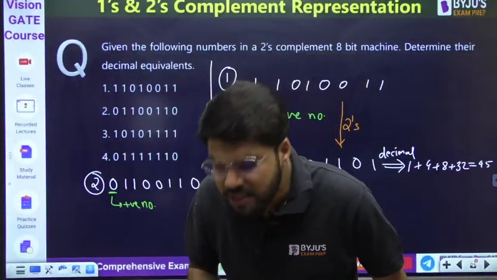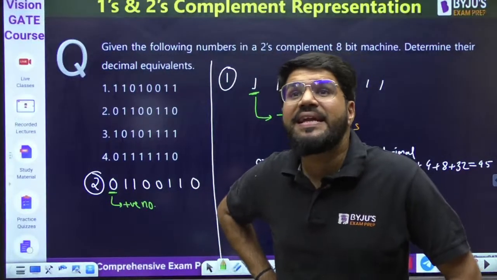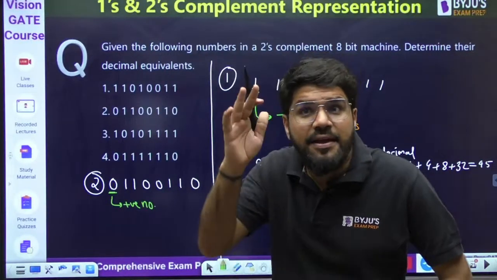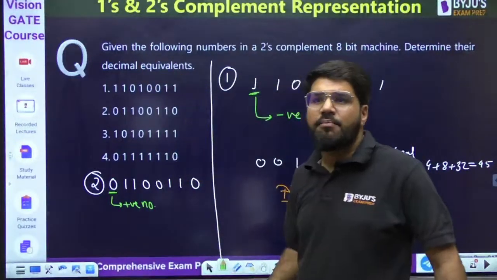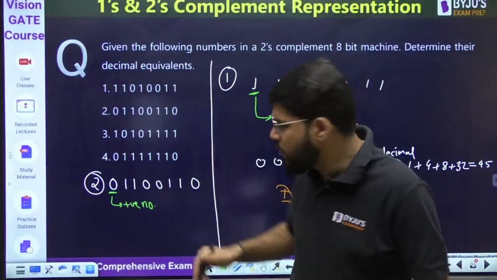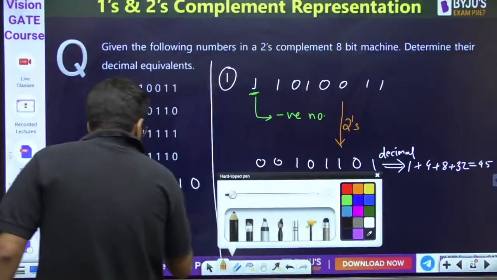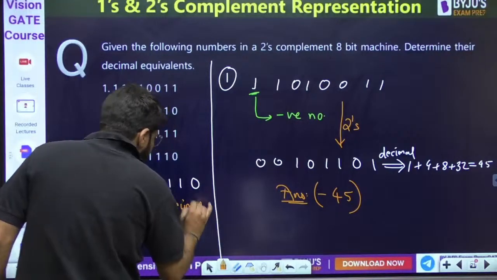How are positive numbers stored in the machine? Directly in the binary form, without taking anything. So this is the direct binary form of some decimal number. What is the decimal value? Convert binary to decimal. Here no complement is required, directly convert to decimal.